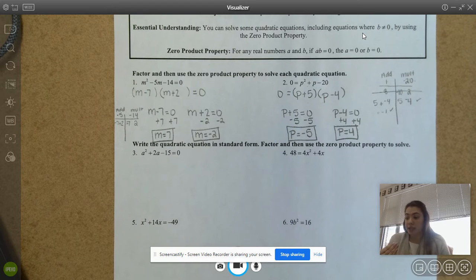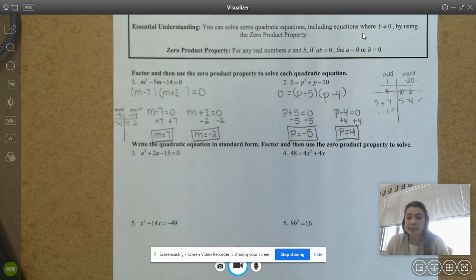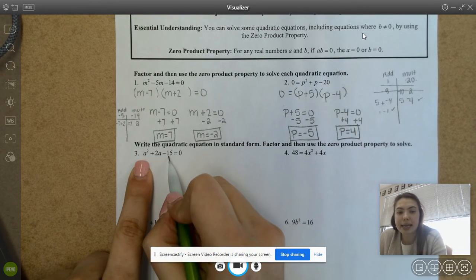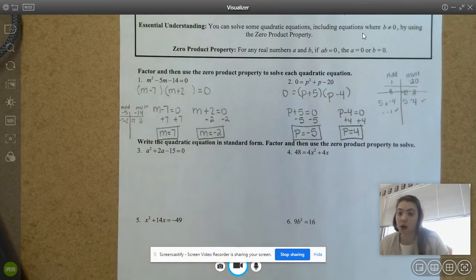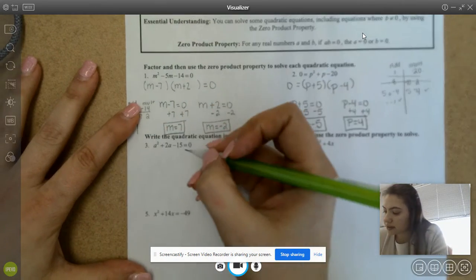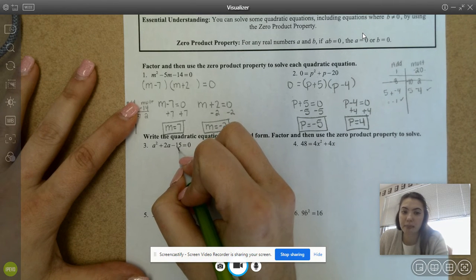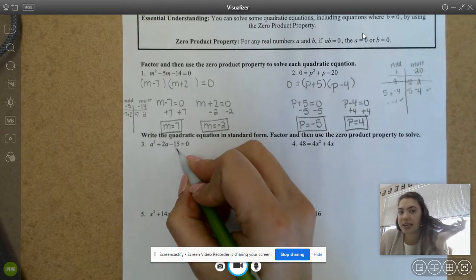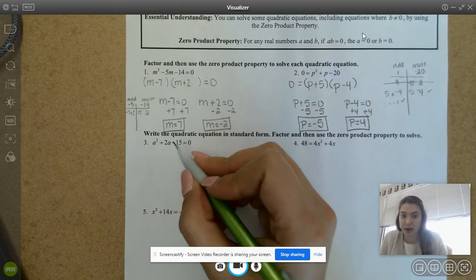Now, remember, standard form, ax squared plus bx plus c, okay? And we always want to make sure that it's equal to 0 in order for us to use the zero product property. So in this case, question number 3 is good to go. There's really not much that we need to do. So our whole objective is going to be to figure out two numbers that multiply to -15 that add to +2. Now, when we think of 15, instantly I think of 3 and 5.